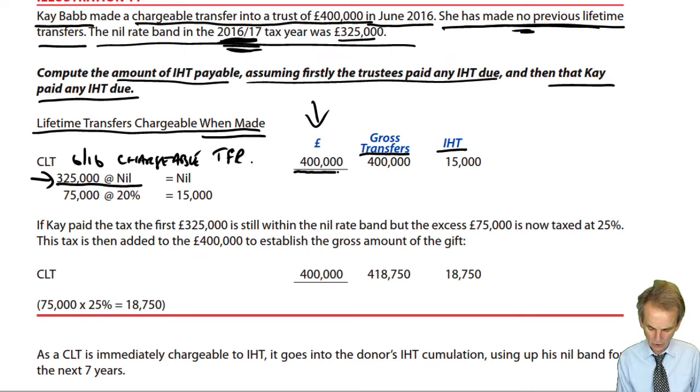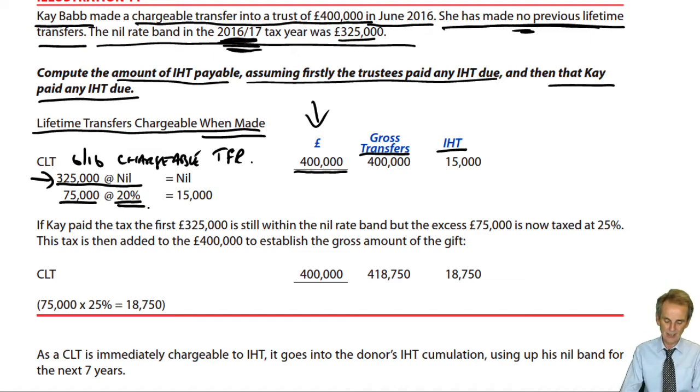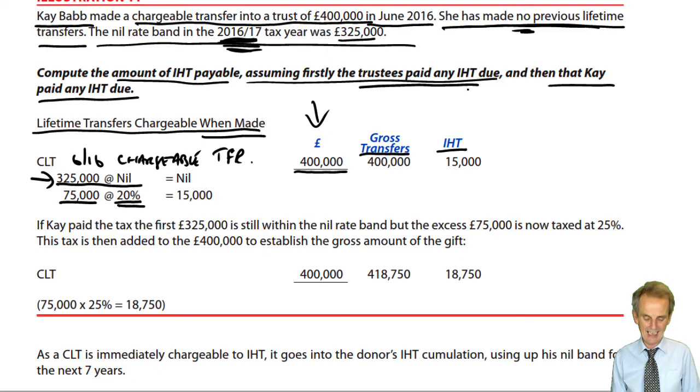The gross chargeable transfer itself, the chargeable transfer figure, was 400,000. So that's another 75,000 to be taxed at 20%. Why 20%? This is a gross transfer because the trustees have elected to pay any IHT due. So if the trustees pay, it's a gross transfer. The amounts above the nil rate band will be charged at 20%, the gross rate.